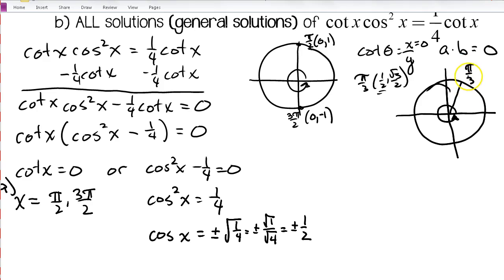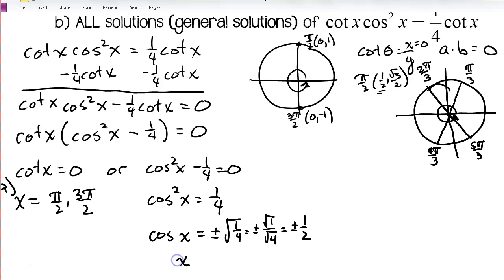Okay, my x coordinate is going to be positive 1/2. My next one is 2 pi over 3. My x coordinate would be negative a half. Then I've got another one here. That's 4 pi over 3, and my x coordinate is going to be negative 1/2 there. And my last one here is 5 pi over 3, and my x coordinate there will be positive again.